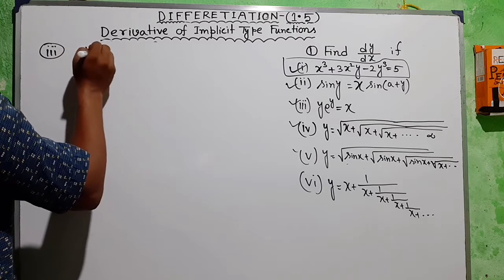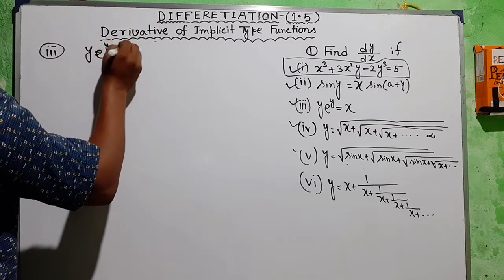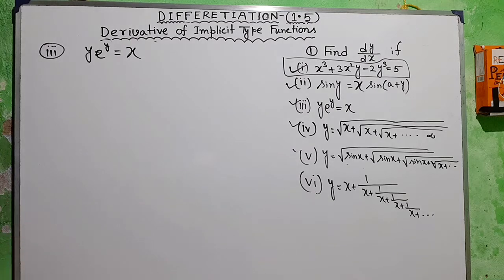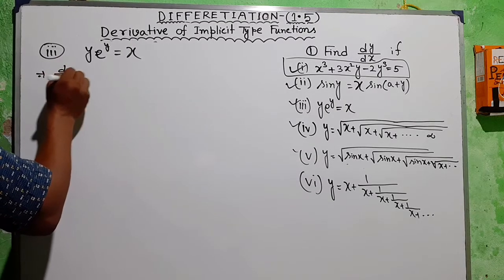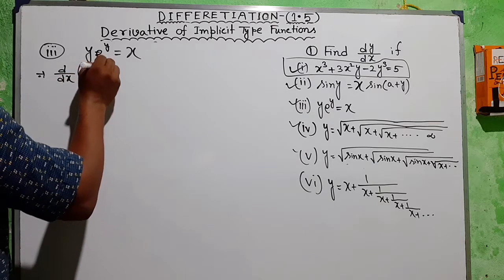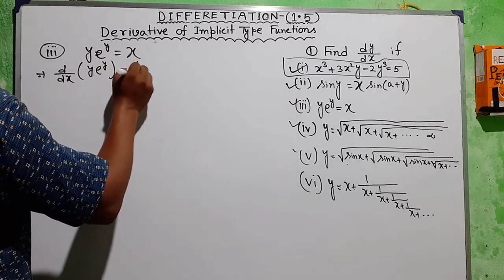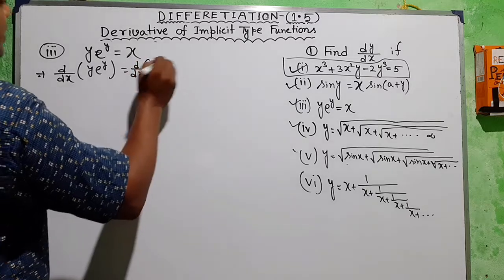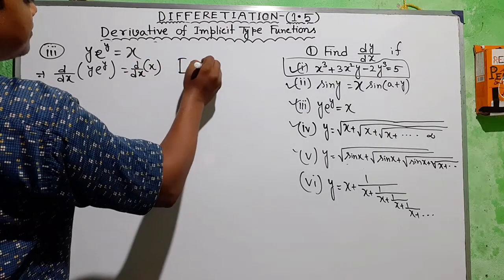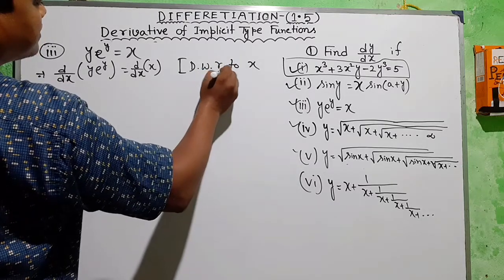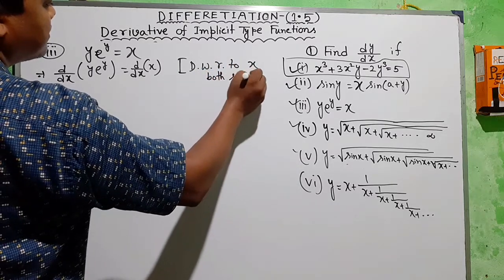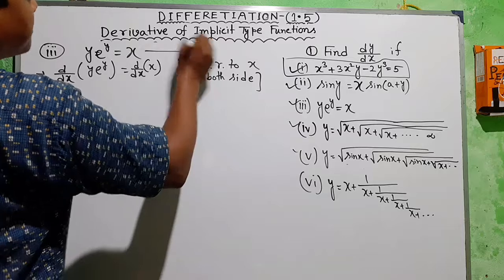y into e to the power y equals x. Okay, so now differentiate with respect to x both sides: d/dx of y into e to the power y equals d/dx of x. Differentiate with respect to x both sides. So this is equation number 1.